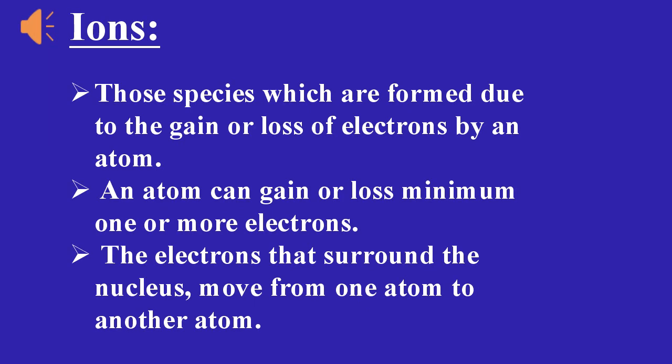What are ions? Those species which are formed due to the gain or loss of electrons by an atom are called ions. Dear students, an atom can gain or lose a minimum of 1 or more electrons. Dear students, in the process of formation of an ion, the electrons that surround the nucleus move from one atom to another atom.